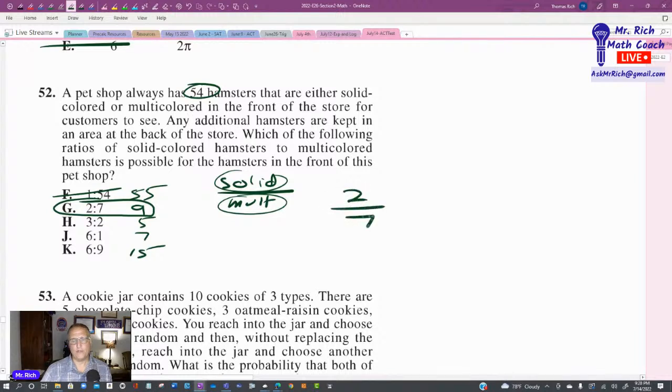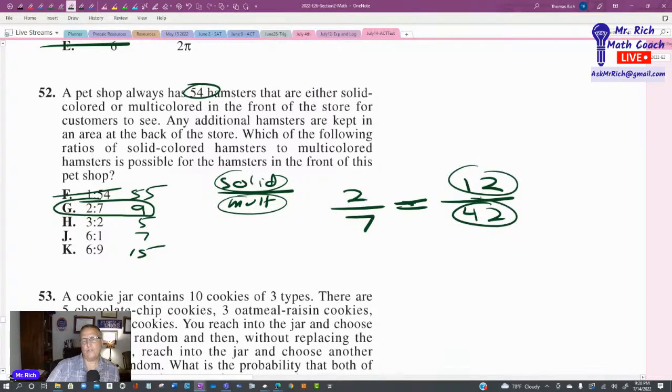But if I were to just double check this, if it's 2 to 7, then what I could do is multiply this by 5 and that by 5. That gives me 40. That doesn't go high enough. If I do it by 6, that's 42 and 12, right? 12 out of 42. Yeah, so I'm going with G on that.